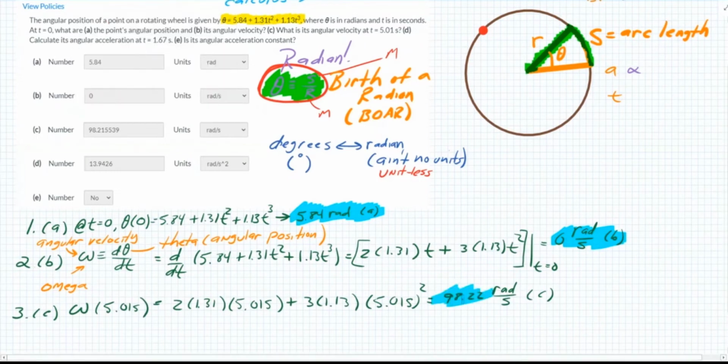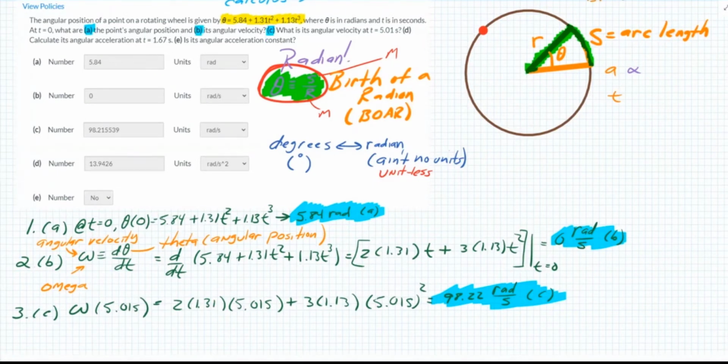Okay, so that's part C, 5.01 seconds. Let me just do 2 times 1.31 times 5.01. Okay, I guess I got the right answer. Fine. All right, so good. We're counting down the oldies. A is done, B is done, C is done. Calculate the angular acceleration.